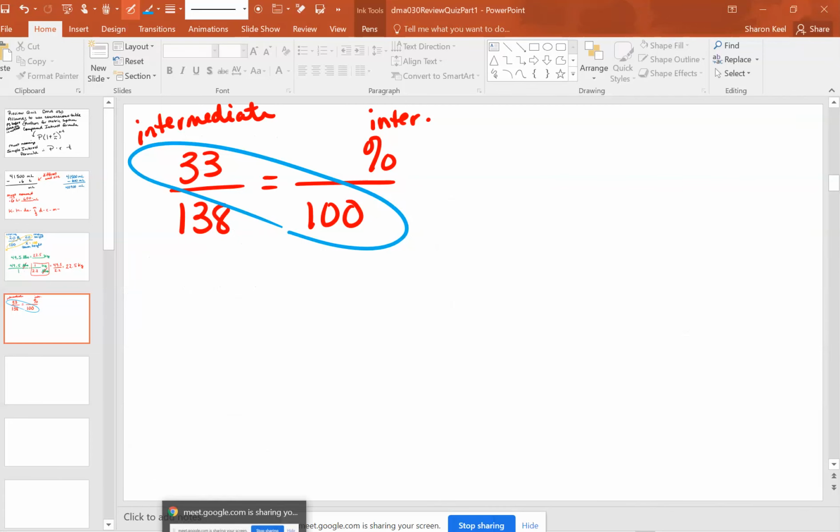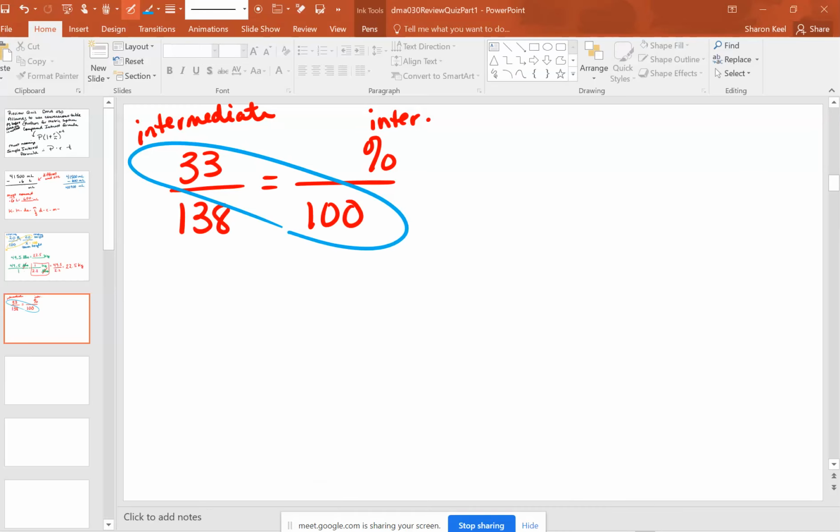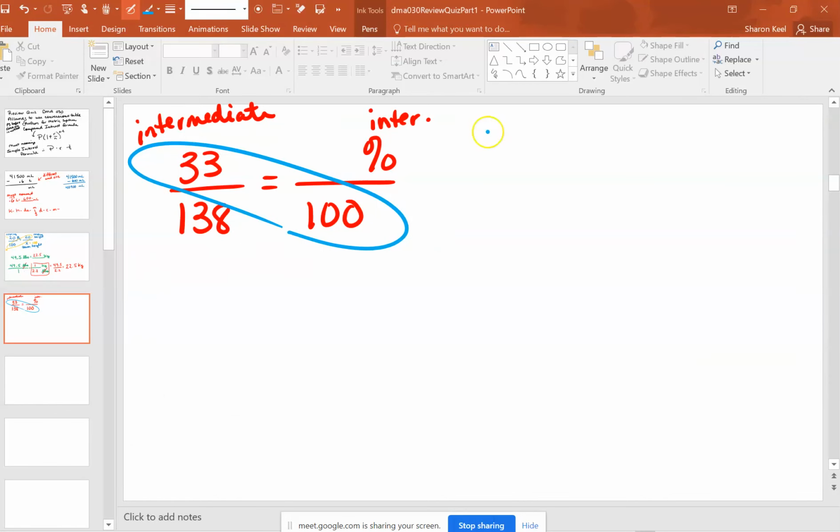Round to the nearest whole percent as needed. So we have 23.9. If I'm rounding to the nearest whole number, that's going to make it round up to 24%. So we got 23.91. It said round to the nearest whole number. So that would round to 24% for that problem.